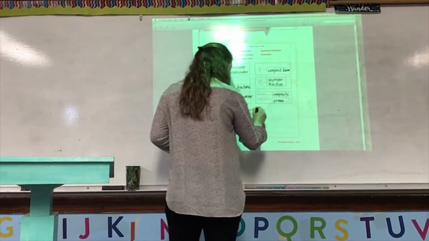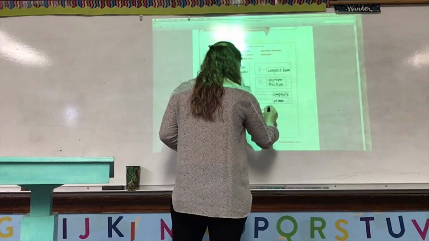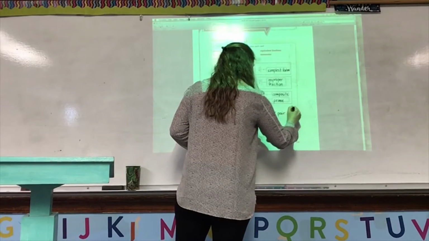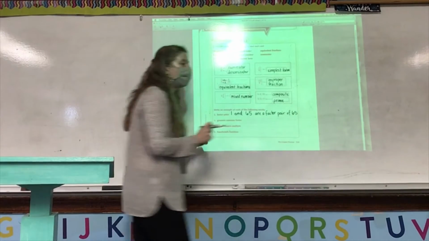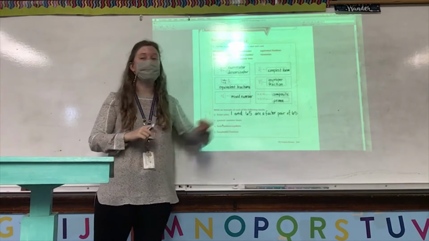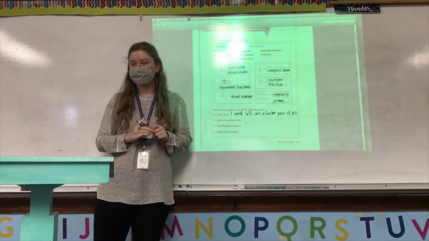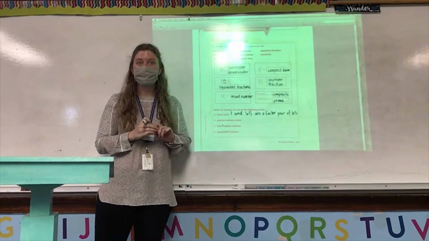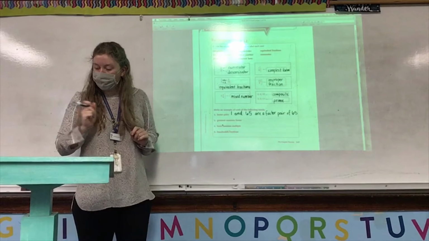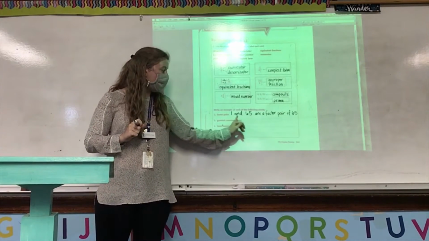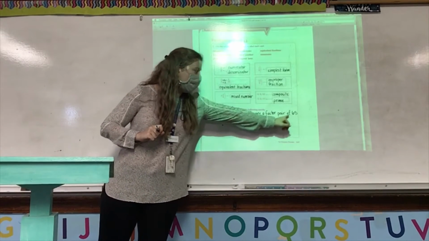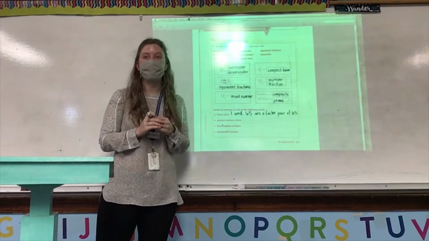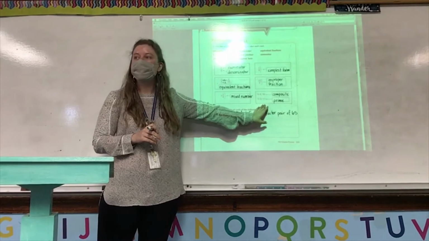1 and 65 are a factor pair of 65. So your answer should look just like this. You just may have different numbers. If it doesn't, you need to make it look just like this with the numbers that you used. My example that I had on my page was 3 and 5 are a factor pair of 15. So you need the factor pair and then of course what they're the factor pair of. Otherwise it's just 2 numbers.